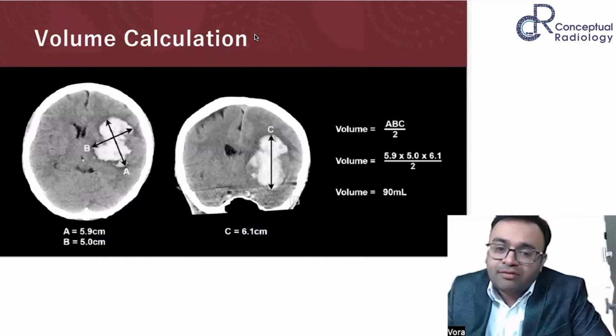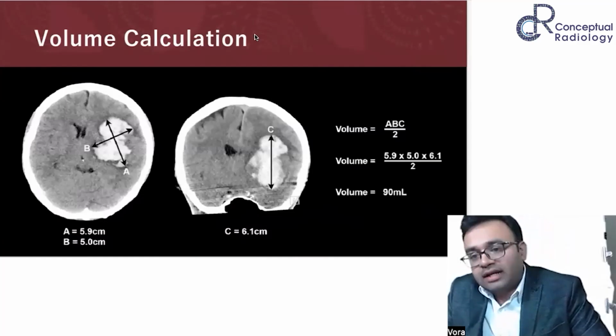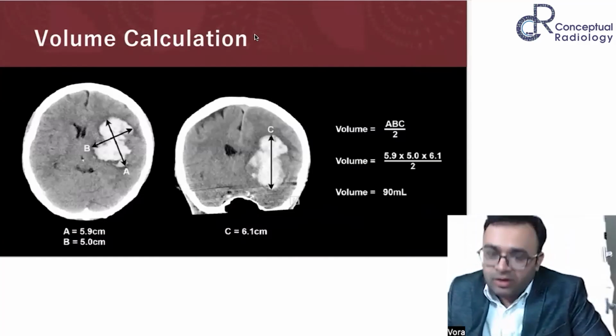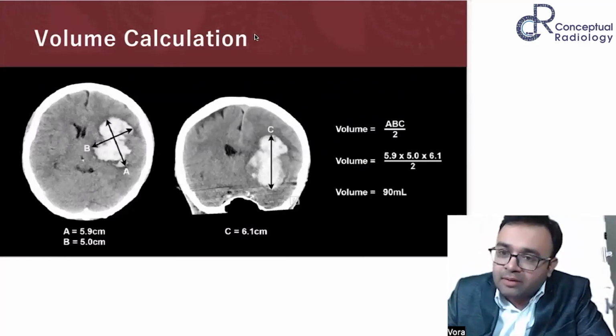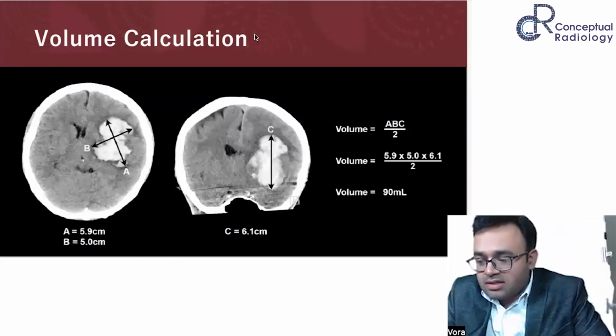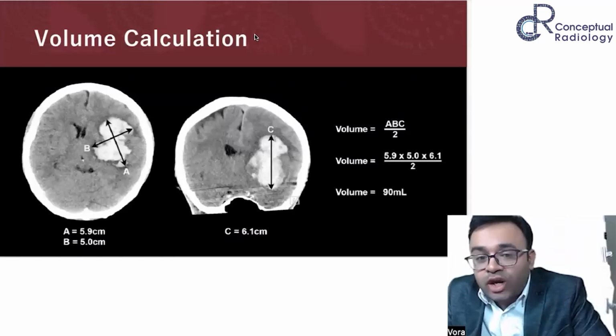So your height becomes 50 mm. So that is how you can calculate. And the volume is very, very essential, because this is what the neurosurgeon will ask you. If it is an intraparenchymal hematoma, they ask, sir, or ma'am, what is the volume of this bleed?